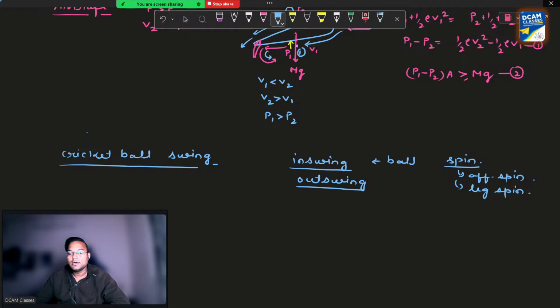Let me tell you. Whenever these kinds of wickets are there, suppose three wickets are there, this wicket, and bails are there.